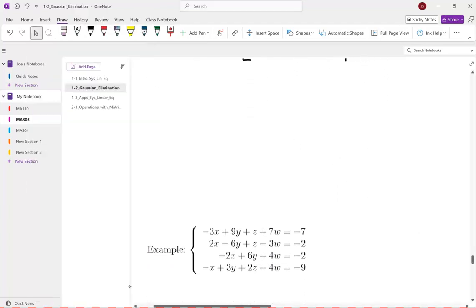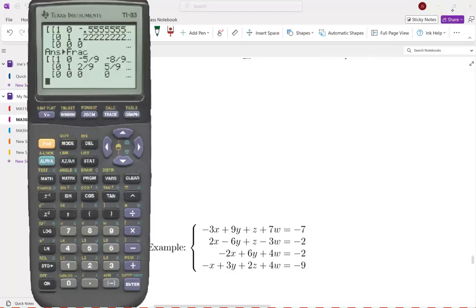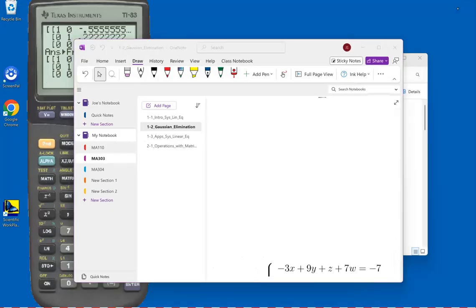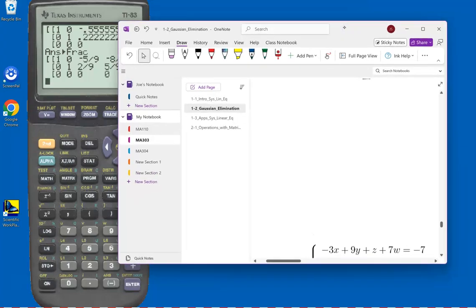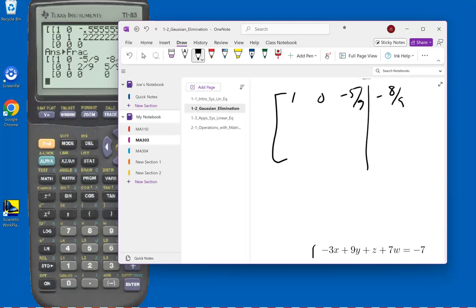So I don't have these on the screen at the same time, so I can shrink that a little bit so I can actually see what I'm writing. 1, 0, negative 5 ninths, negative 8 ninths, 0, 1, 2 ninths, positive 5 ninths, and 0, 0, 0, 0.